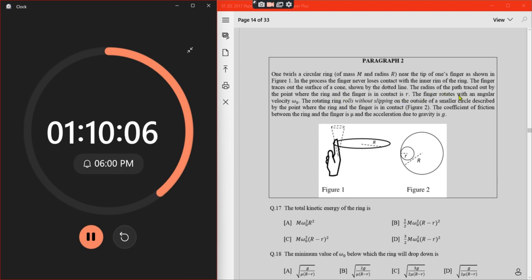हाँ, okay. Finger rotates with angular velocity omega naught. Okay, so like ये जो point of contact it just moves with omega naught, right? Exactly. Wait, the point of contact moves with omega naught. This is kind of weird thing, isn't it? Yeah, well, think. The whole guy is just rotating up there.